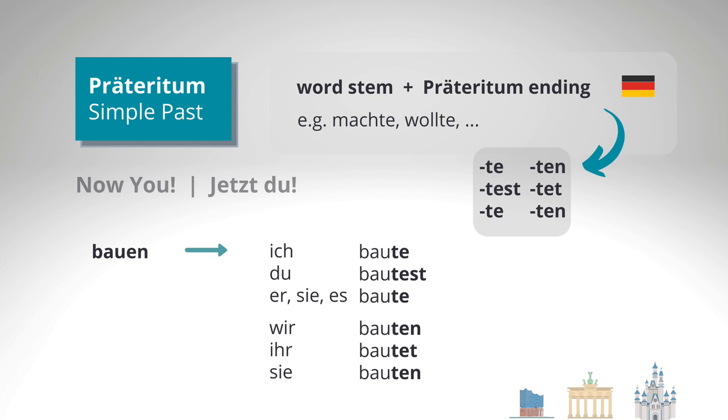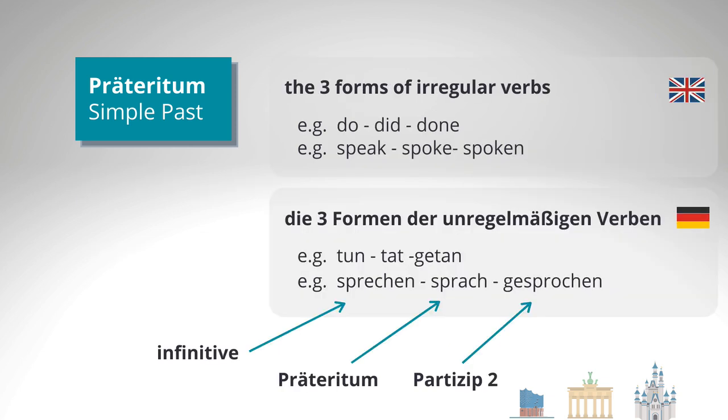And for most verbs, that's the way we do it. But German wouldn't be German if there weren't some exceptions and some irregular verbs. In fact, in English you have the same thing, and in English there are even more irregular verbs. Let's take a look. Maybe you already heard of the three forms of irregular verbs in English. They are these forms like do, did, done, speak, spoke, spoken, and so on.